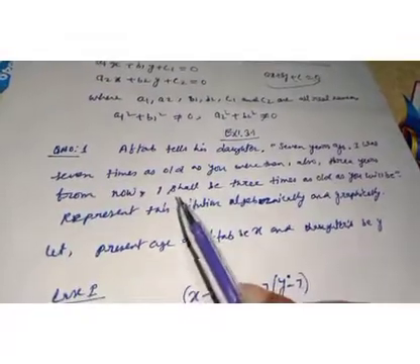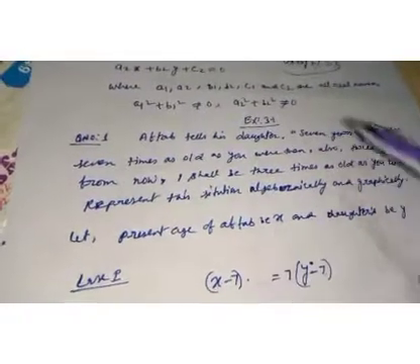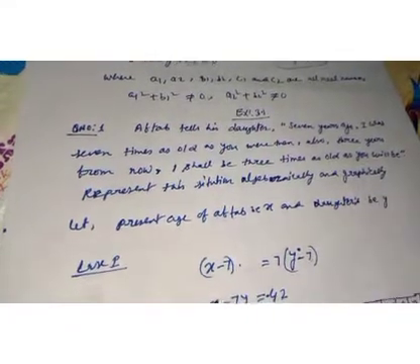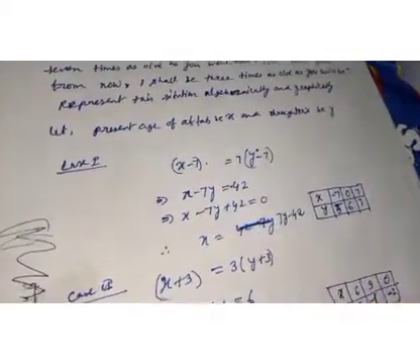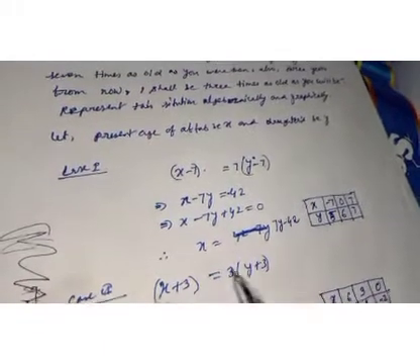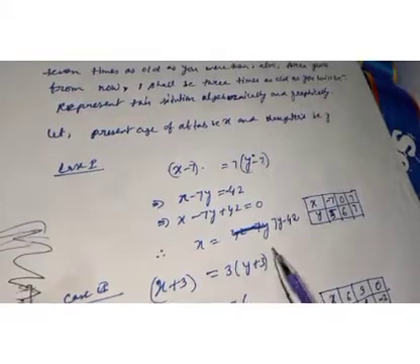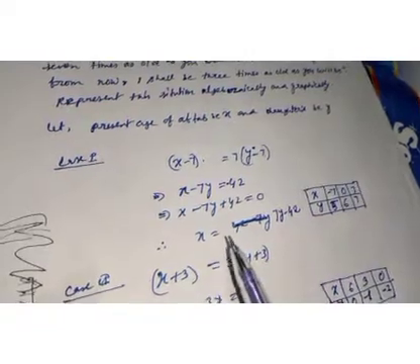Next, also 3 years from now, means after 3 years, I shall be 3 times as old as you will be. Now see, the present age of Aftab is x and the present age of the daughter is y. So 3 years from now, that means after 3 years, Aftab is x plus 3 and the daughter is y plus 3. Who is 3 times? Aftab, means if you multiply 3 with the daughter's age after 3 years, it will be equal to Aftab's age. Clear?